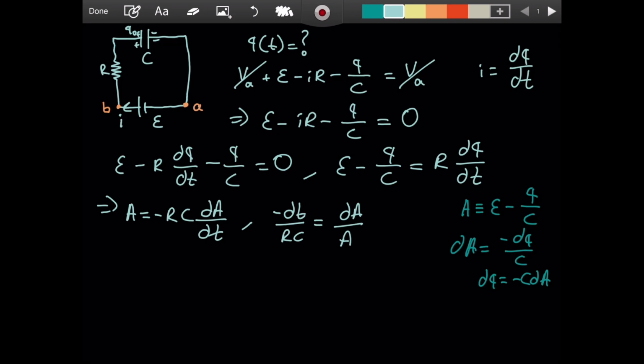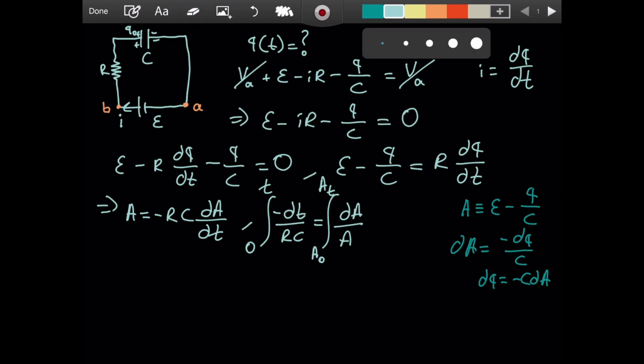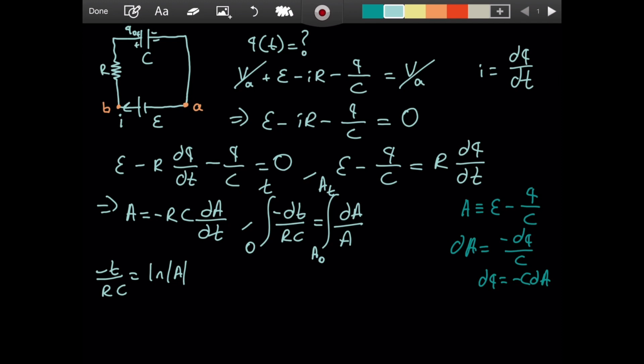Now we are ready to take the integral on both sides. On the left, it goes from time 0 up to time t, any time. On the right, it goes from a naught, some initial A, to A at any time. On the left, the integral gives negative t over rc. We plug in the upper boundary, it is still negative t over rc. When we plug in the lower boundary, we get 0. So we just write negative t over rc, equaling, what is the integral of dA by A? It is ln of the absolute value of A. The absolute value is there to ensure that the argument of the natural logarithm is positive, because if it is not, it is out of domain for the function. With the boundaries at a naught, this is going to be ln of A over a naught.